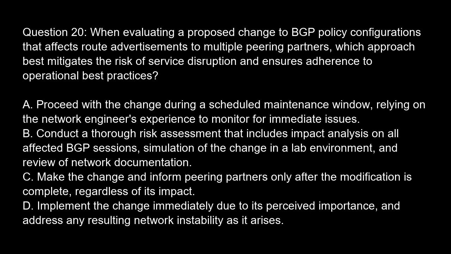Option A. Proceed with the change during a scheduled maintenance window, relying on the network engineer's experience to monitor for immediate issues. Option B. Conduct a thorough risk assessment that includes impact analysis on all affected BGP sessions, simulation of the change in a lab environment, and review of network documentation. Option C. Make the change and inform peering partners only after the modification is complete, regardless of its impact. Option D. Implement the change immediately due to its perceived importance, and address any resulting network instability as it arises.